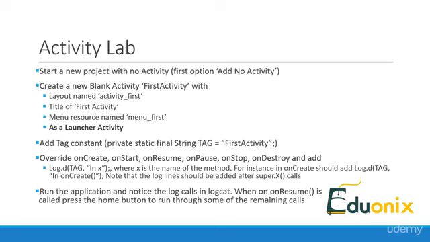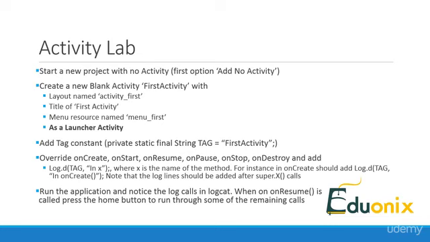Now override the onCreate, which should already be overridden, the onStart, onResume, onPause, onStop, and onDestroy methods in this activity. Add to each method a call to Log.d with the parameters our TAG constant and a string "in x", where x is the name of the method callback. For instance, in onCreate, add the code Log.d(TAG, "in onCreate"). Just for this example, these log lines should be added after the super calls in each method.